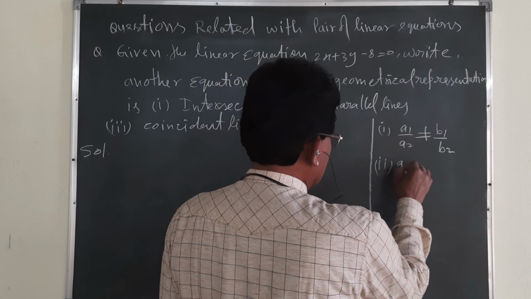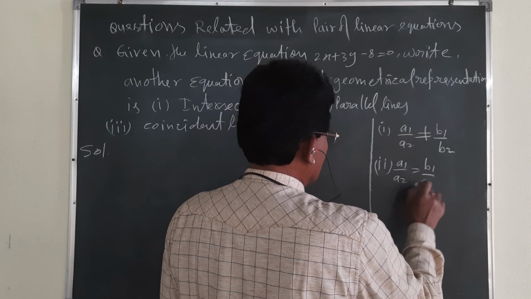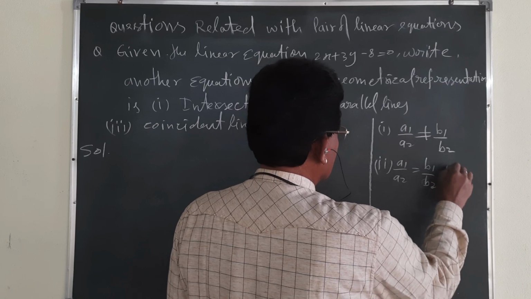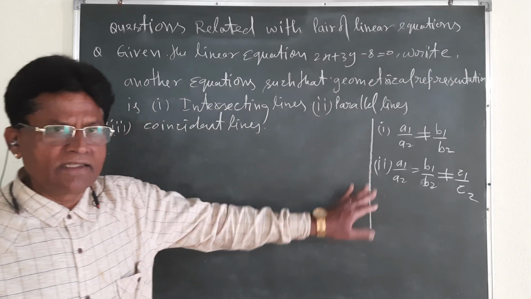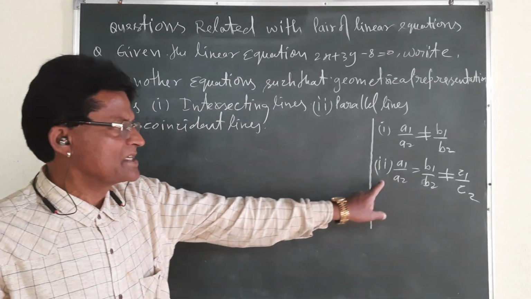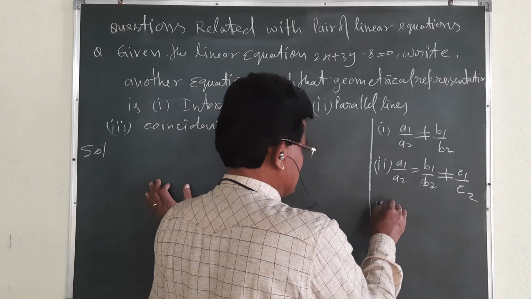Parallel lines: a1 upon a2 equals b1 upon b2, does not equal c1 upon c2. I am going to write the condition so that you will understand. That is why, when you write the second equation, you must keep in mind this thing. Okay, next. Third case.